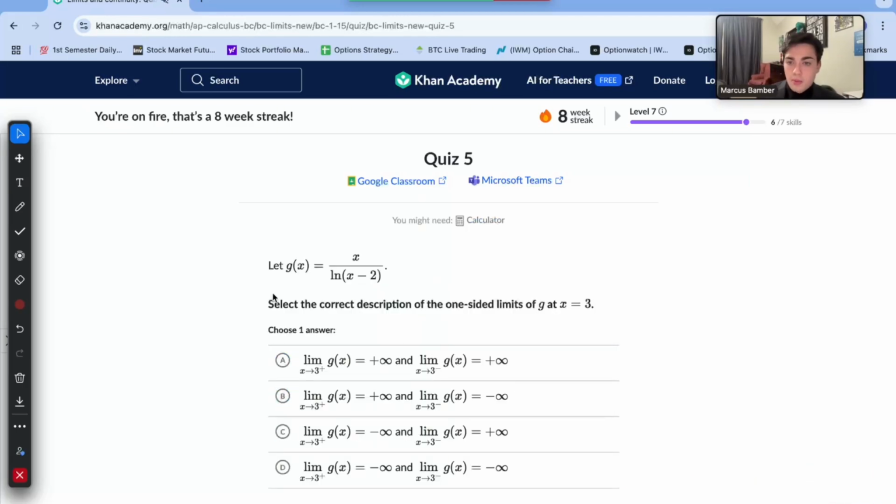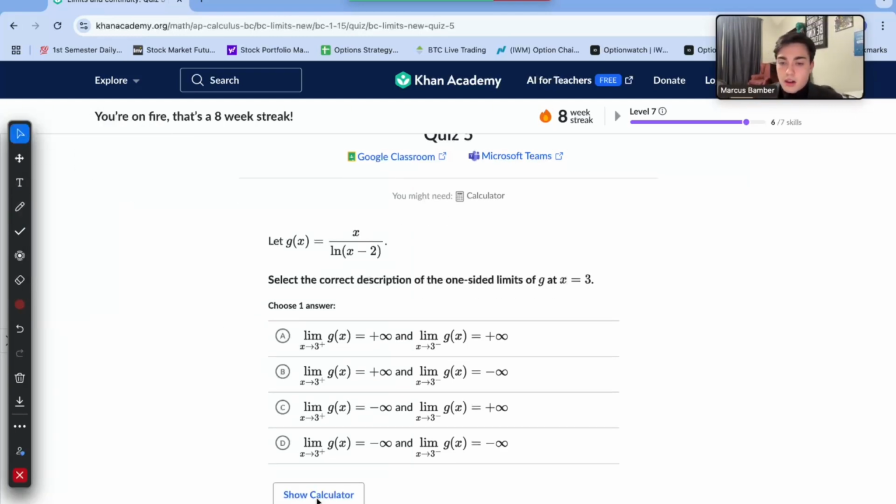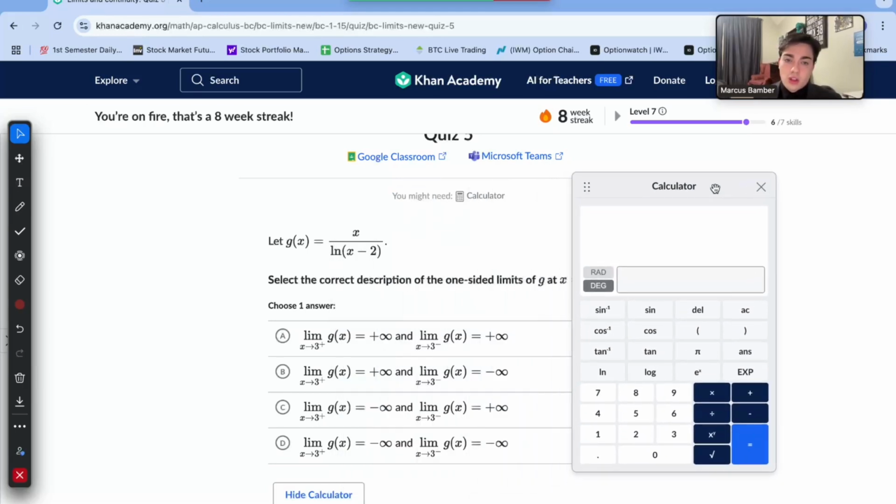Okay, select the correct description of the one-sided limits of g as x approaches 3. This says that we would need a calculator, because all we're doing is analyzing the left and right sided limits. Let me go ahead and show the calculator, and I'll walk us through how to do something like this. We're just going to pick values very close to 3 on both sides. Let's say as we approach 3 from the right, we're going to use 3.1, and then we'll use 3.01 to get a sense of the direction.